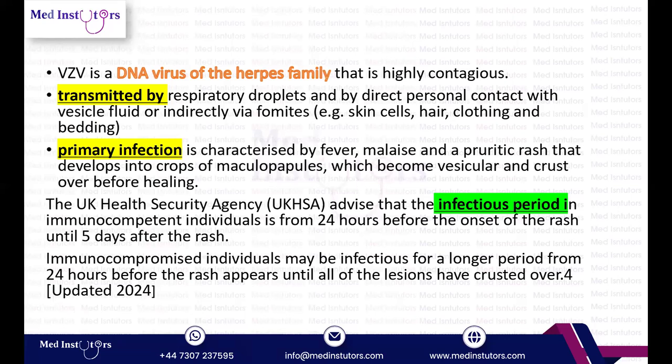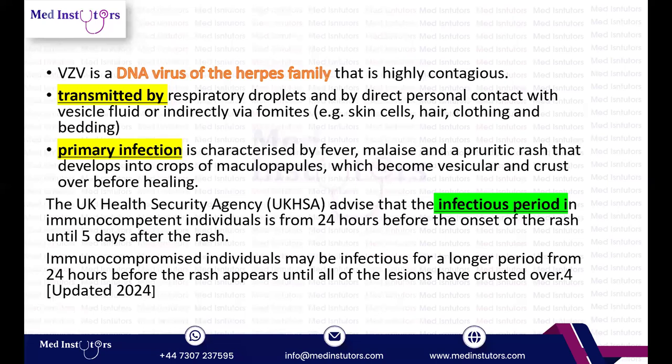Once a person gets in contact with it, they will get infected, and the infection is basically of 2 types. One is primary, another secondary. The primary is very important, and like all other viral infections it is characterized by fever and malaise, but with a typical rash, a pruritic rash that develops into crops of maculopapules, which later become vesicular and crust over before healing.